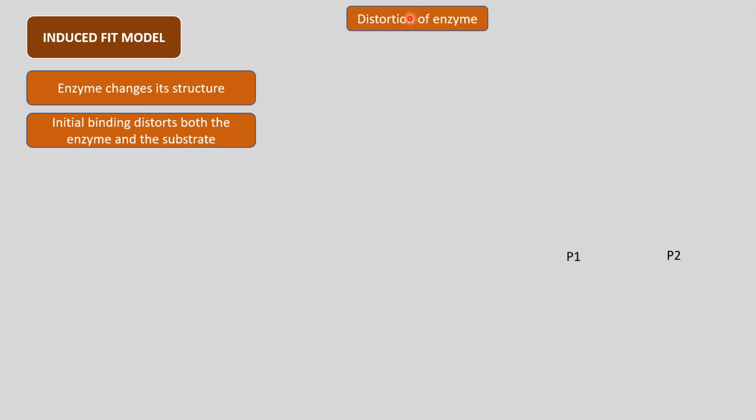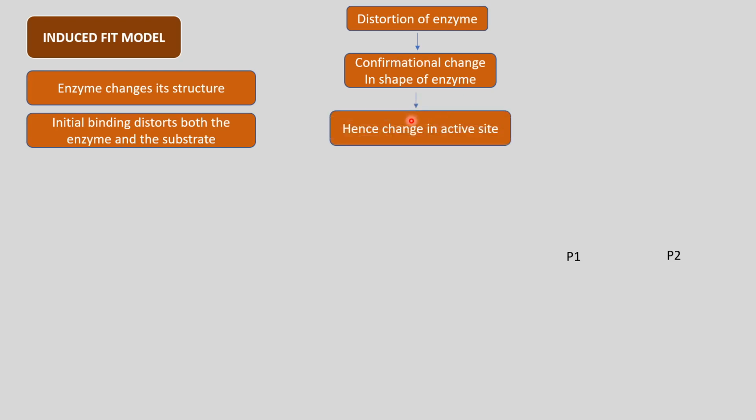So what happens when there is distortion of enzyme? Distortion of enzyme will bring conformational changes of enzyme, right? So by distortion, that is change in the shape of enzyme, we mean that the conformational configuration, the tertiary configuration of the enzyme will be changed. So there would be adjustments, and hence there would be change in the active site.